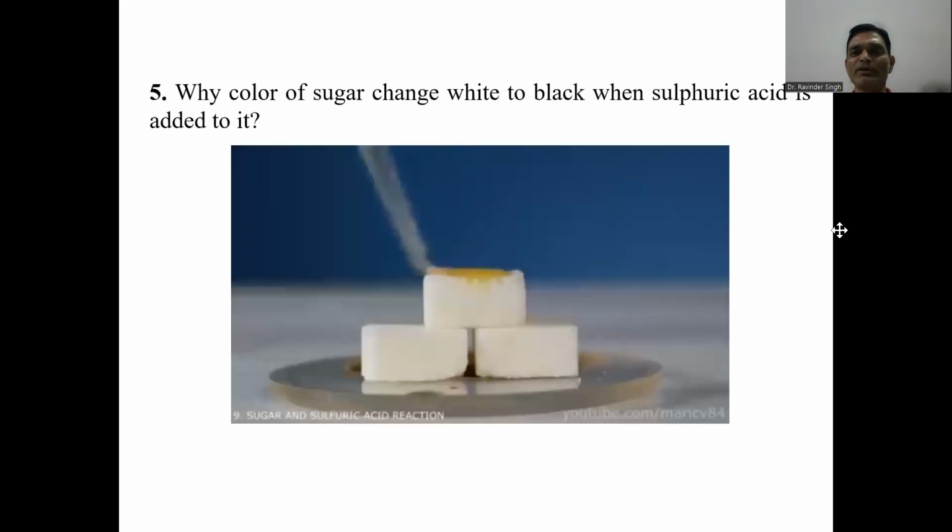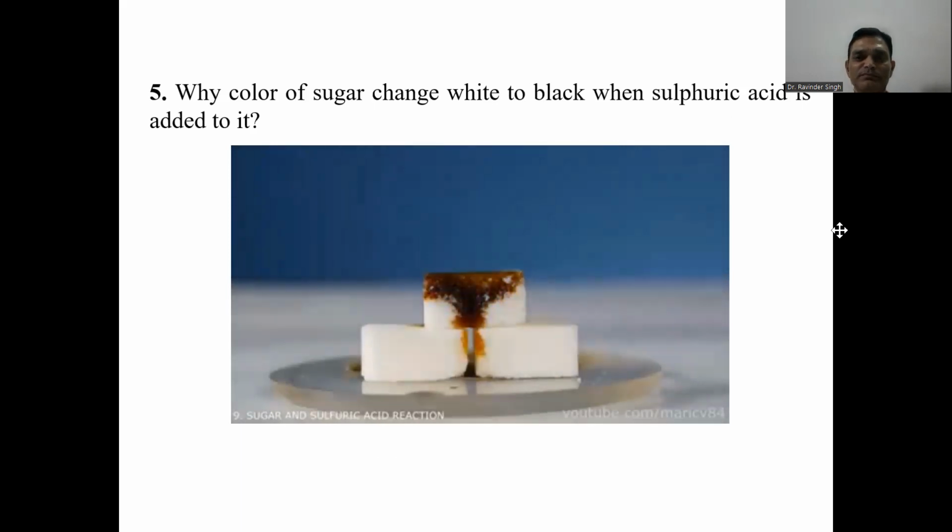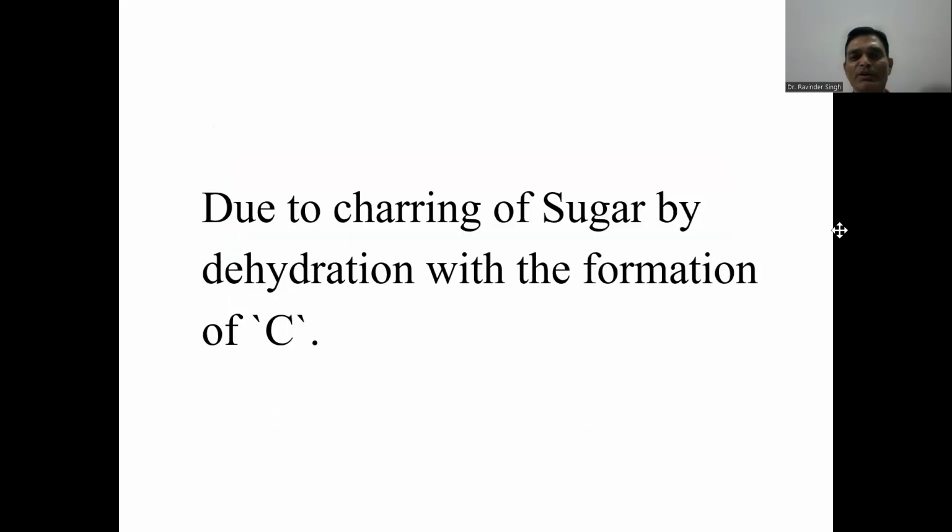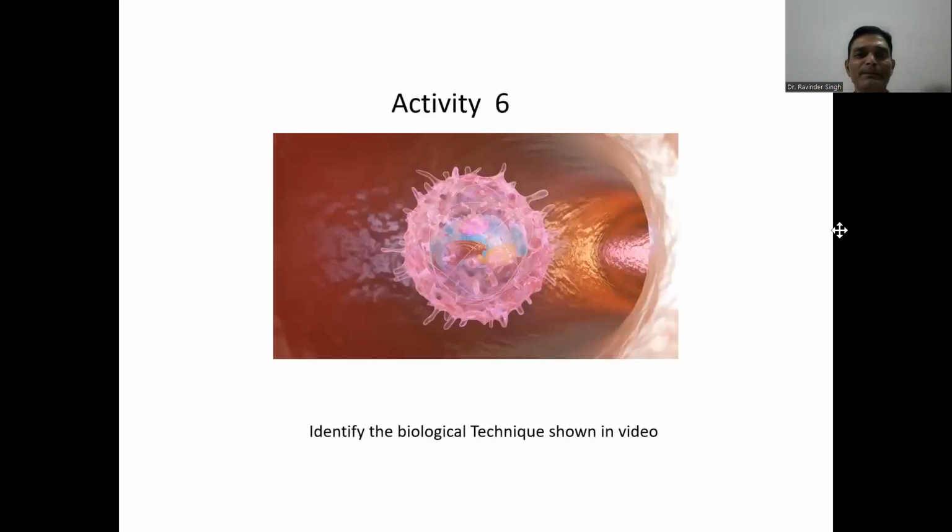Why does the color of the sugar change from white to black when sulfuric acid is added to it? Due to the charring of the sugar, because when the sugar reacts with the sulfuric acid, it results in the formation of carbon along with water. So due to the formation of that carbon, the color becomes black.